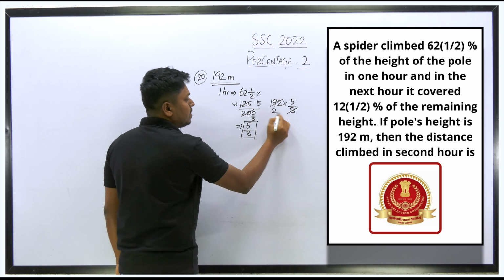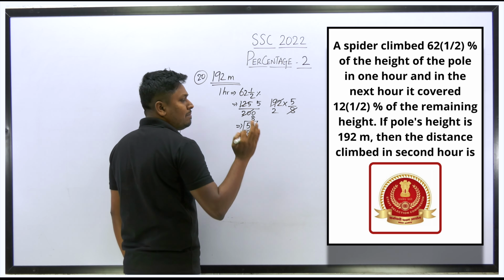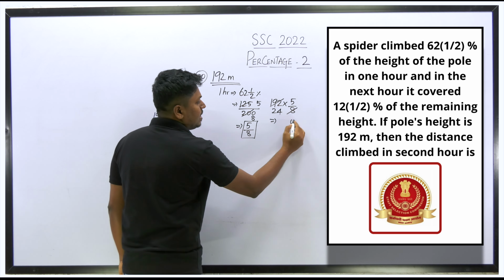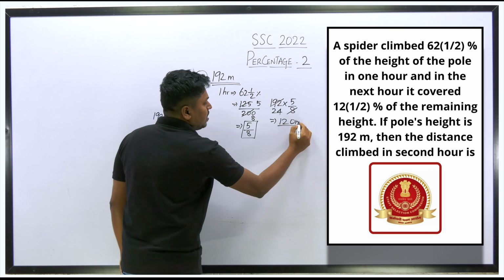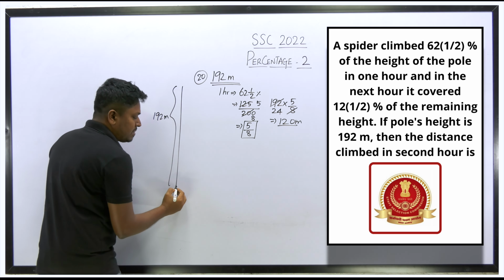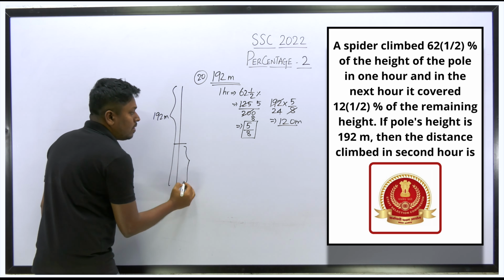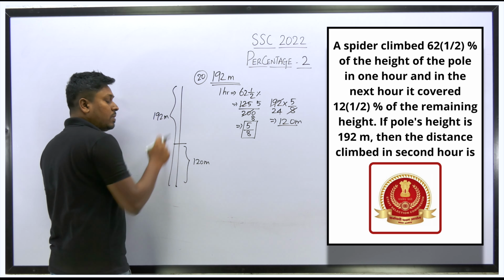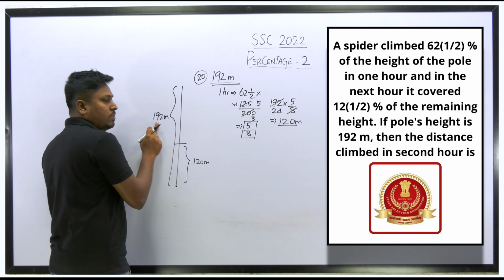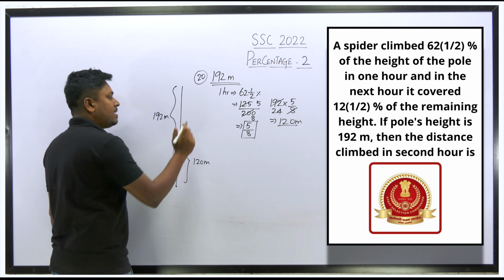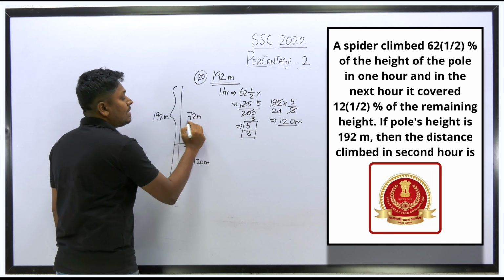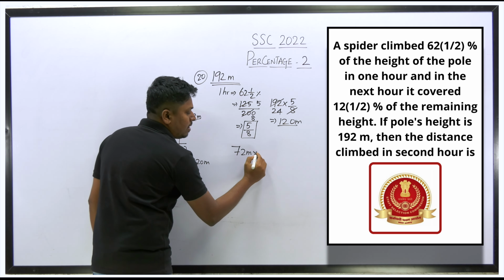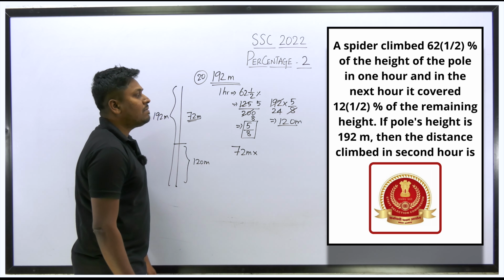So what is 5 by 8 of 192? 8 2s are 16, remaining 32, 8 4s are 32. So 5 times 24 is 120. So 120 meters is what the spider has covered in the first hour. Then what about the remaining distance? The total is 192. If you subtract 120, the resultant will be 72 meters, the remaining distance.